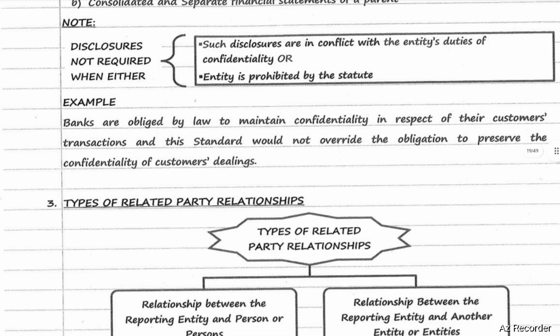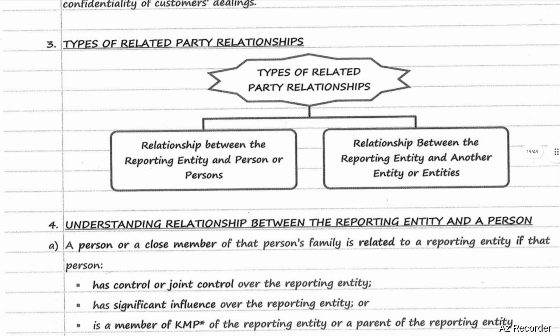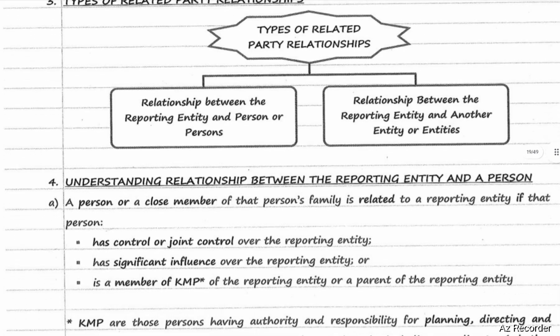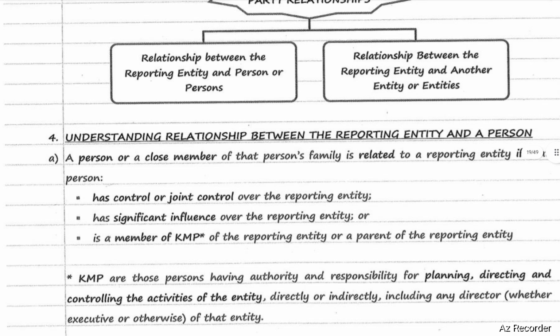What are the types of related party relationships? Types of related party relationships: relationship between reporting entity and a person or persons, and relationship between reporting entity and another entity or entities. First one, understanding relationship between reporting entity and a person or persons. A person or a close member of that person's family is related to a reporting entity if that person has control or joint control over the reporting entity, has significant influence over the reporting entity, or is a member of the key managerial personnel of the reporting entity or a parent of the reporting entity.